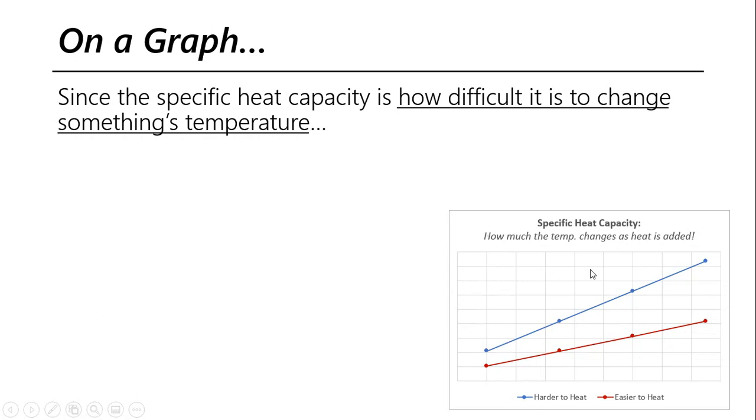So the steeper the slope is, that means the more heat I have to put in before my temperature starts changing, which implies a higher specific heat capacity. Whereas if I only have to put in a little bit of heat before my temperature takes off and I have this flatter slope, that means I've got a lower specific heat capacity. It's easier to change the temperature.